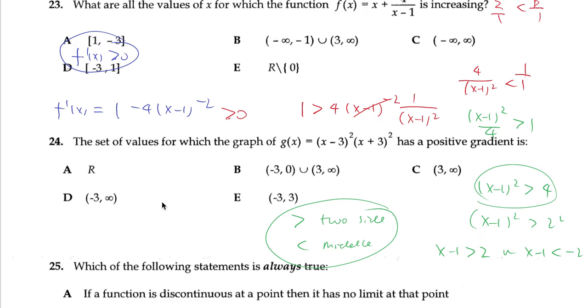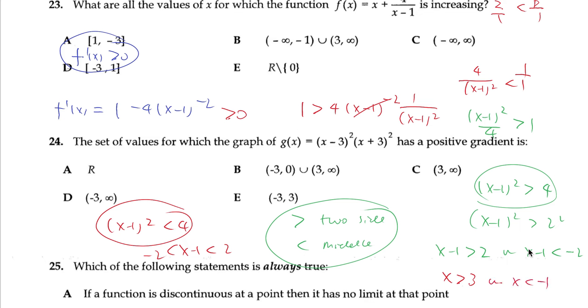However, if you have (x minus 1) squared less than 4, then less than would be in the middle, so your solution set has x minus 1 between minus 2 and 2. Now you can just solve them properly. So x is greater than 3 or x is less than minus 1, which would be B. So question 23 will choose B.